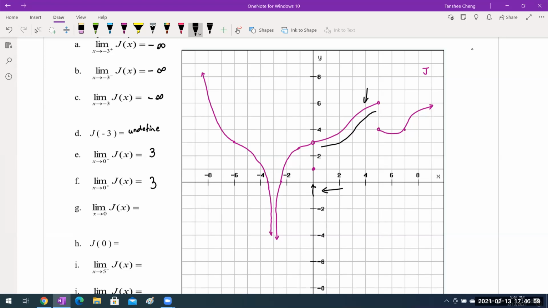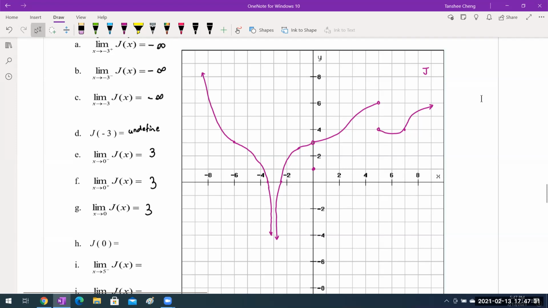So from here, we can talk about the limit as x approaches 0 for j, the function j, because the left-hand side limit and the right-hand side limit are the same. So therefore, the limit is 3. And that is the theorem, the definition that we talked about earlier. Only if the left-hand side limit and right-hand side limit go to the same numerical value, then we can talk about the limit existing. And what is that limit?